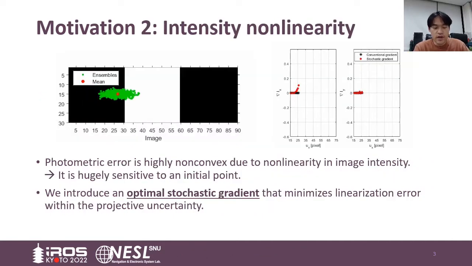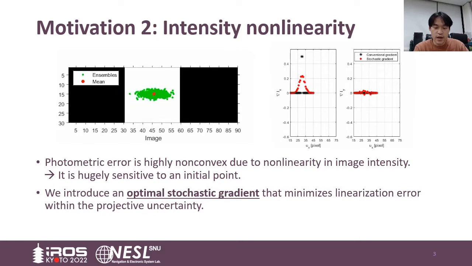But the photometric error is highly non-convex due to nonlinearity in image intensity. In other words, it is very sensitive to an initial point. To solve this, we introduce an optimal image gradient that minimizes linearization error within the projective uncertainty.